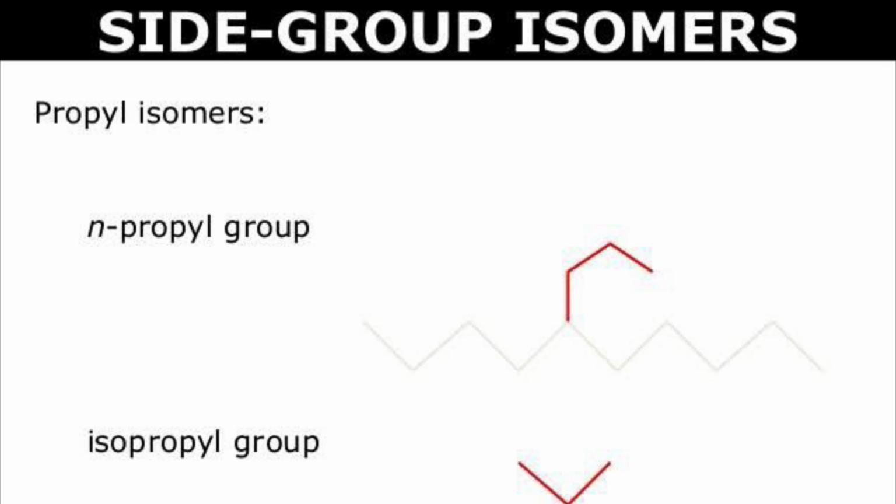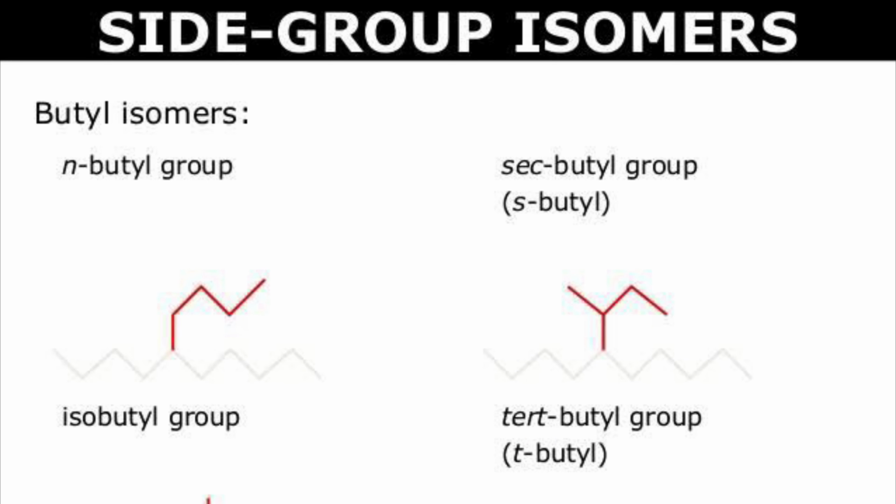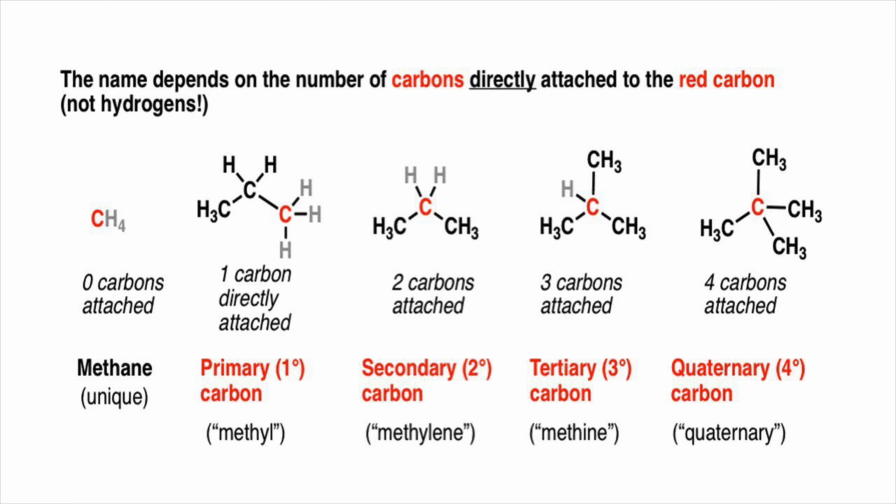We know about structural isomerism. It adds complexity to such naming. For example, there are two isomeric propyl groups, n-propyl and isopropyl. Similarly, there are four isomeric butyl groups. For example, n-butyl, secondary butyl, isobutyl, tertiary butyl.